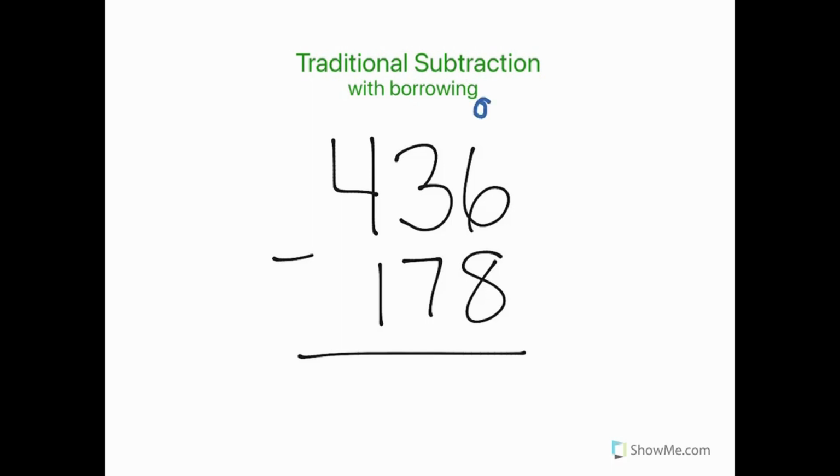All right, let's review our columns, our place values really quick. We have our ones column, our tens column, and over here we have our hundreds column. We still always start in our ones column, so let's look at our ones. 6 minus 8. We can't do 6 minus 8. 8's too big. We're going to go and borrow from this 3. That way the 3 becomes a 2, and the 10 that we borrowed is going to become 16. Now we can do our subtraction in the ones column. 16 minus 8 equals 8.